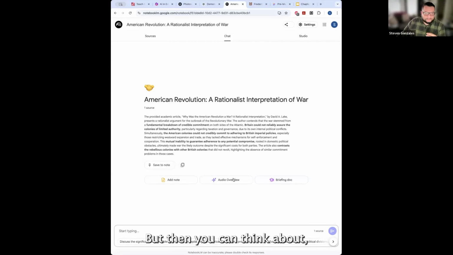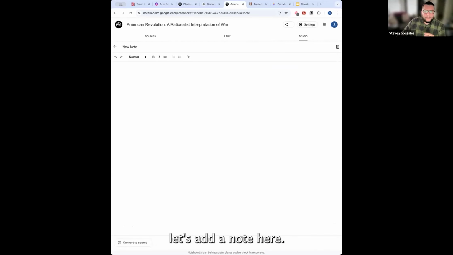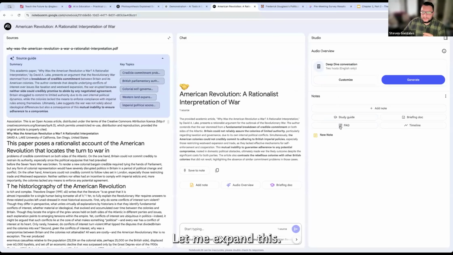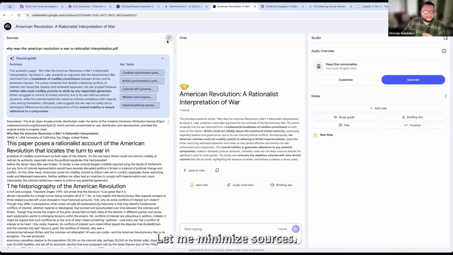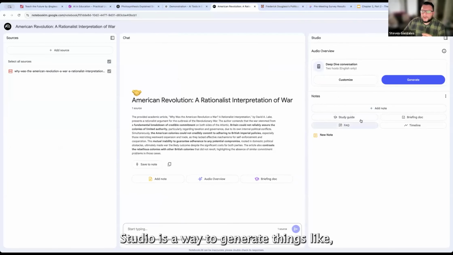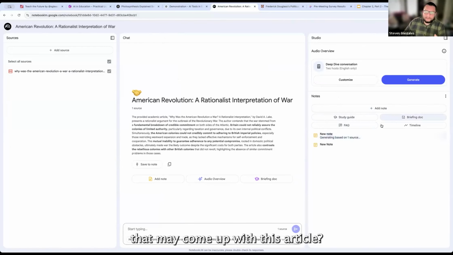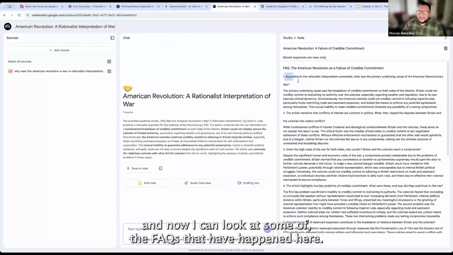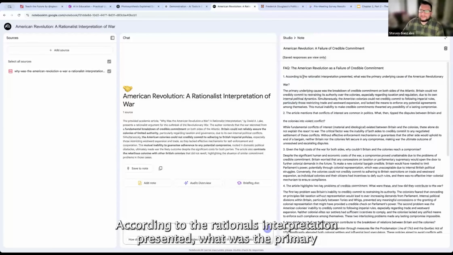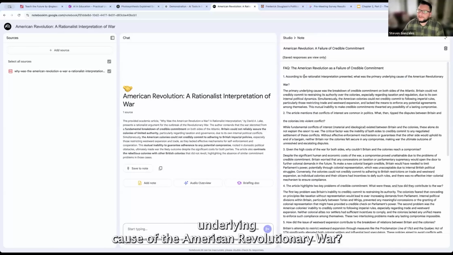But then you can think about, let me expand this. And on the right-hand side of the screen, you see this page called Studio. Let me minimize sources. Studio is a way to generate things like, okay, what's a frequently asked question that may come up with this article? Notice all I've done was upload the source, and now I can look at some of the FAQs that have happened here. According to the rationalist interpretation presented, what was the primary underlying cause of the American Revolutionary War?